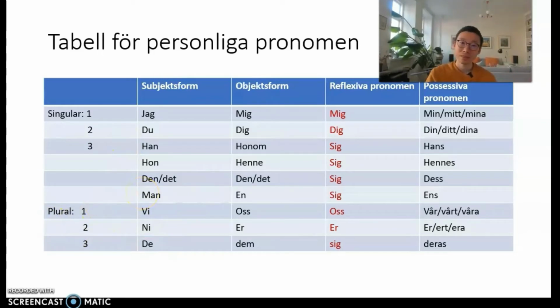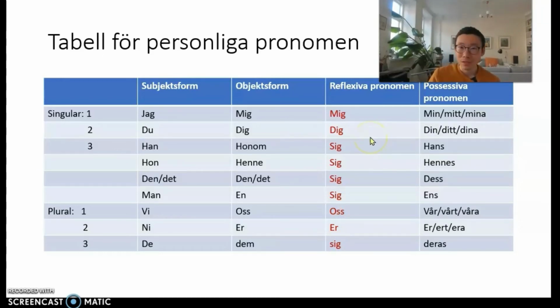Dom, they. Objektform har vi mig, dig, honom, henne, den, det, en, oss, er, dem. Here are the object forms of the pronoun. And now let's see the reflexive pronoun. Nu ska vi se reflexiva pronomen. Vi har mig, dig, sig, oss, er och sig.